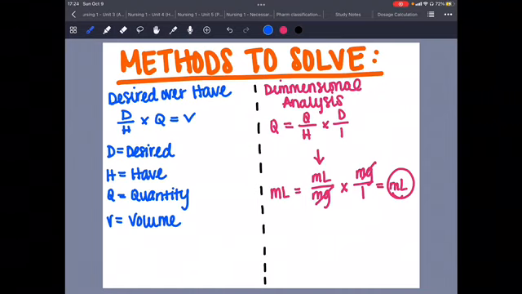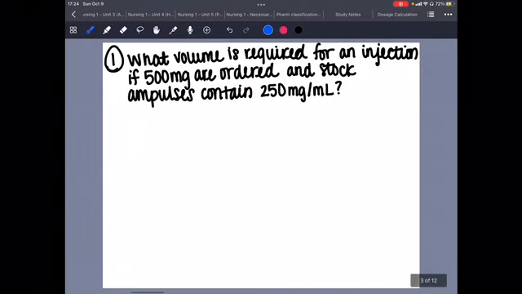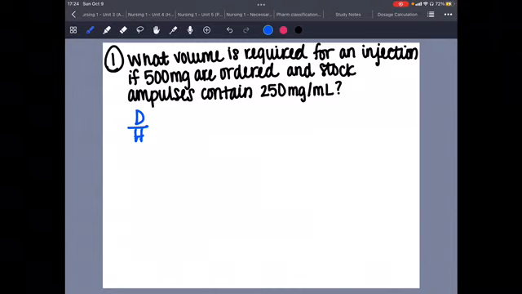So we've got desired over have, which is D over H times Q equals V. And then we have dimensional analysis. We're going to go ahead and get into our first problem. Our first problem is, what is the volume required for an injection if 500 milligrams are ordered and stock ampoules contain 250 milligrams per mL? We're going to go the desired over have route first, just so you can see what it looks like.